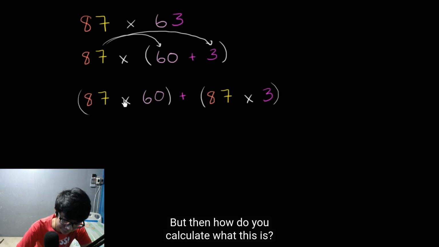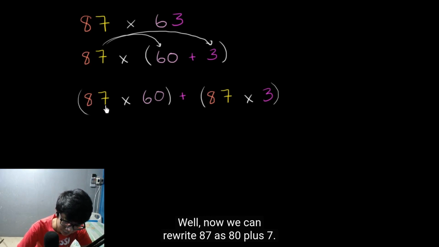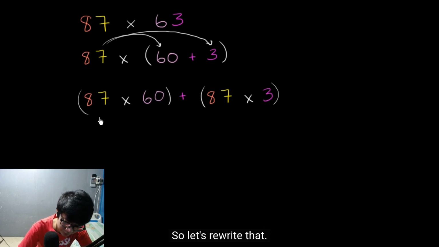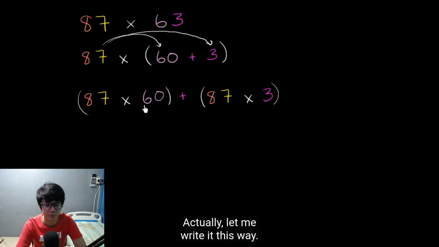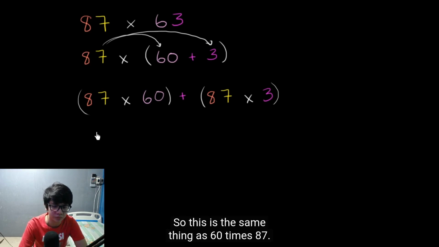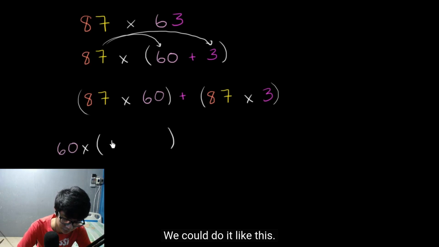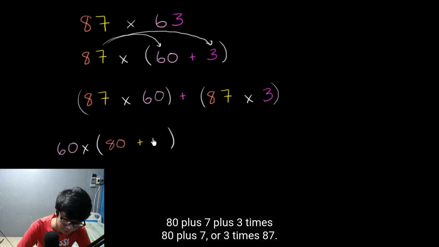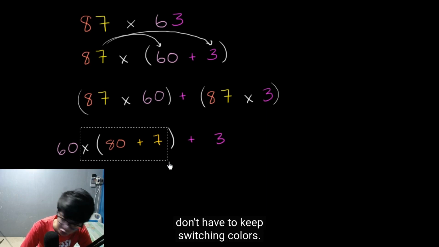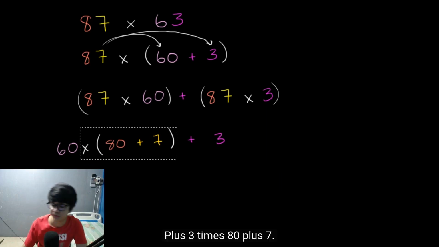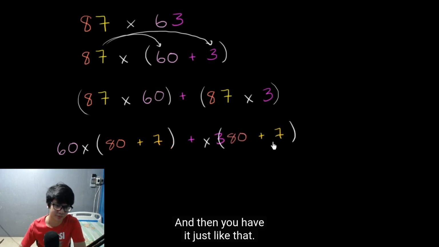But then how do you calculate what this is? Well, now we can rewrite 87 as 80 plus 7. So let's rewrite that. Actually, let me write it this way. I can swap them around. So this is the same thing as 60 times 87. But I'll write that as 60 times 80 plus 7. Plus 3 times 87, or 3 times 80 plus 7. Let me just copy and paste that. 3 times 80 plus 7. So copy, and then let me paste it, and then you have it just like that.